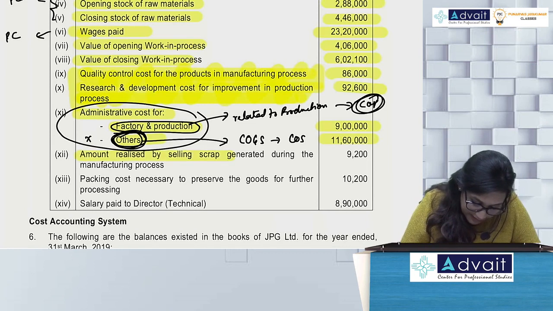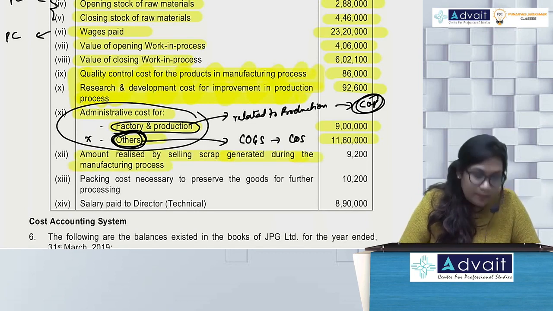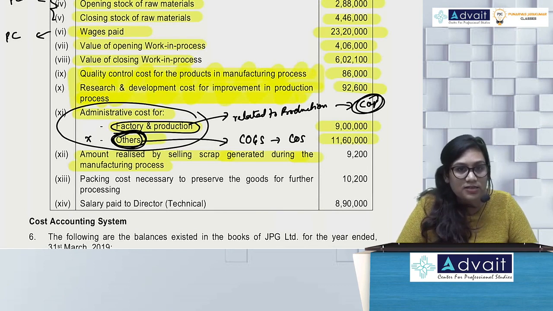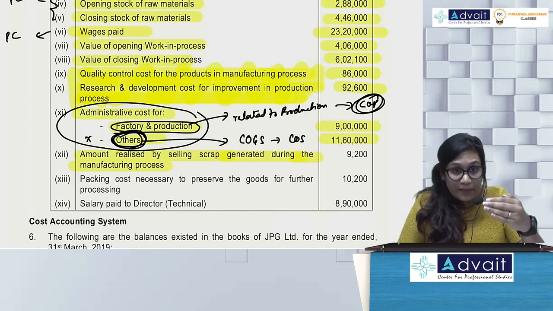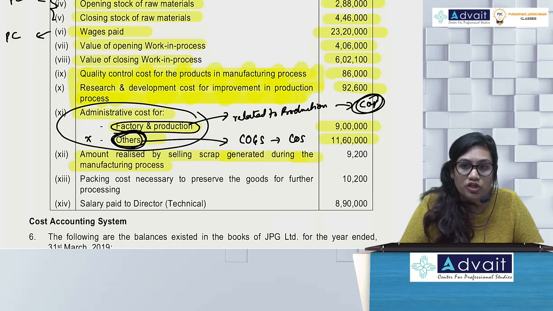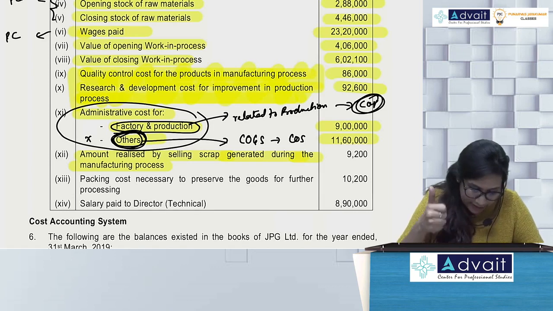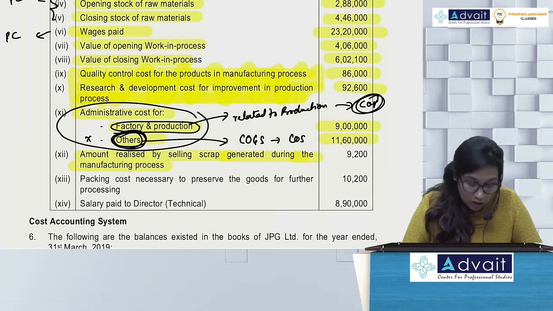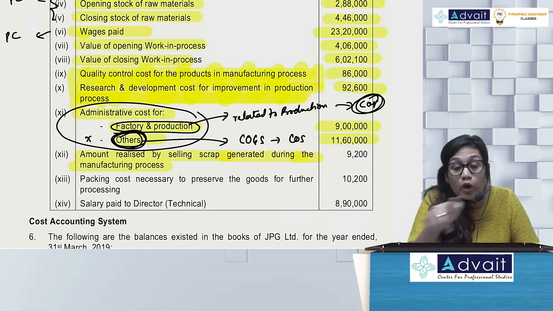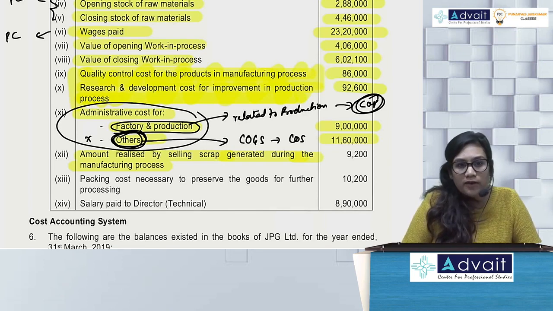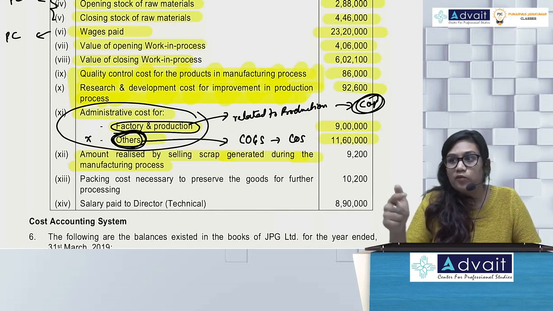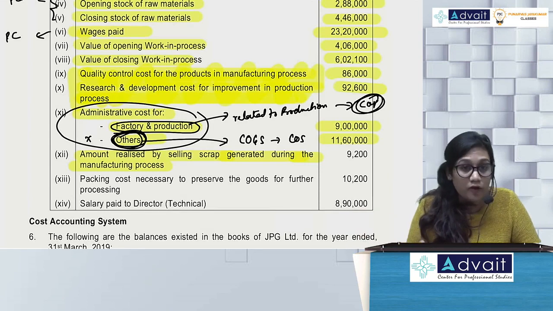Next, amount realized by selling scrap generated during the manufacturing process. Will I consider this? Yes, this will be considered while calculating cost of production because of the separate items that we had kept after factory cost. Can you tell me what were they? One was quality control cost, one was research and development cost, one was administrative overhead, but only the ones which were related to production. So all these we are going to consider. The other administrative overheads we had decided to keep outside my cost of production, correct? Because that will get added to cost of goods sold to get cost of sales, correct? So that we already understood.